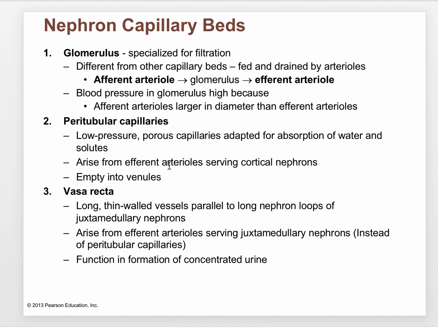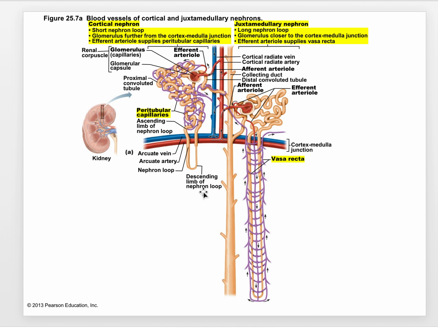The third type of capillaries is vasorecta. These are long vessels that are parallel to the long nephron loops in the juxtamedullary nephrons. They function to concentrate urine. The picture above, here's our vasorecta. These are the peritubular capillaries that are associated with the long loops that go down to the medulla.